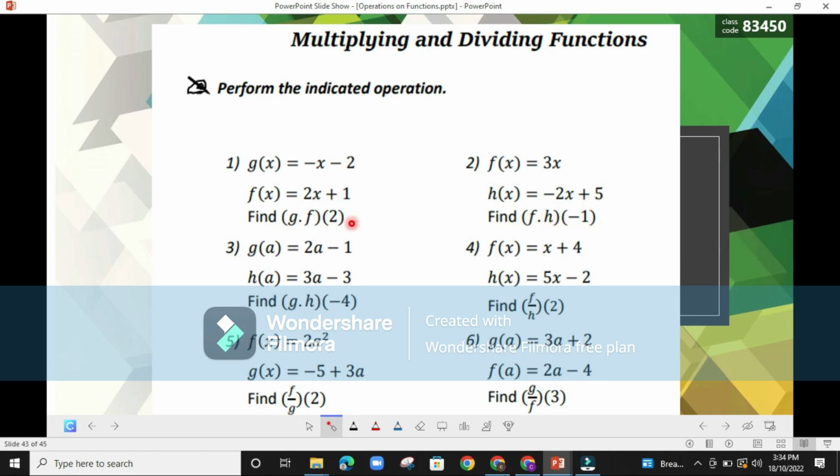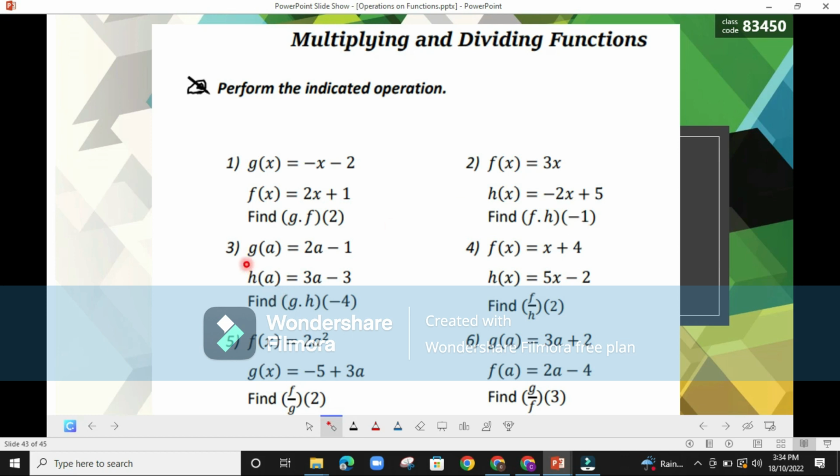By the way, you might be wondering, why is it not x? Why is it 2? So when you get g times f, after getting the product, you are going to evaluate the result. You are going to substitute the value of x, which is 2. Same is true with this one. You have the product of f and h of negative 1. So you have to get the product first, then whatever the resulting product, you are going to substitute or evaluate the value of x, which is negative 1.